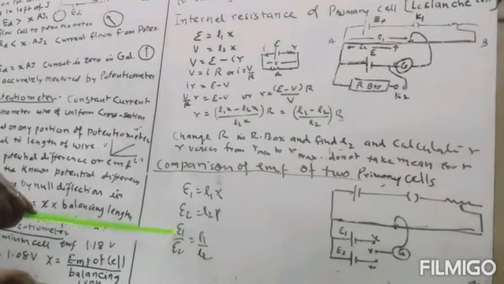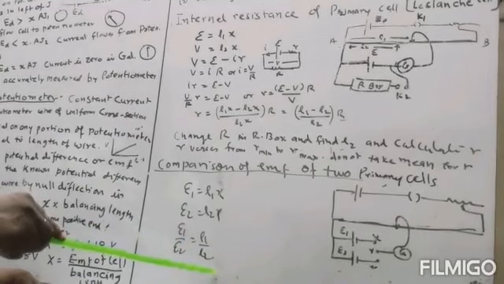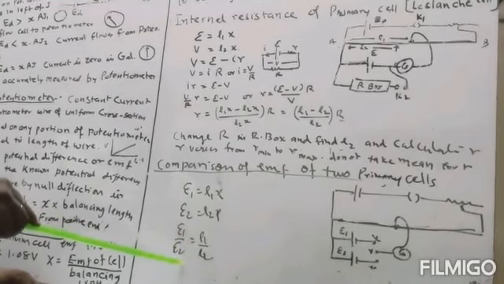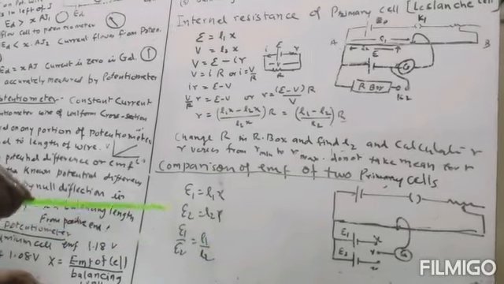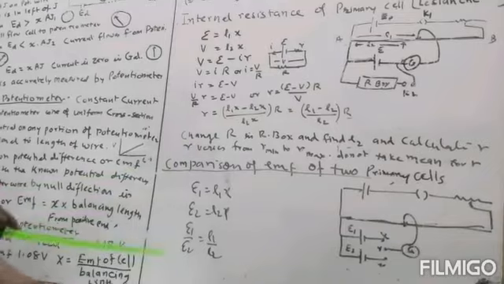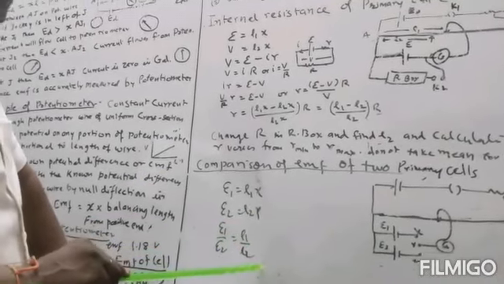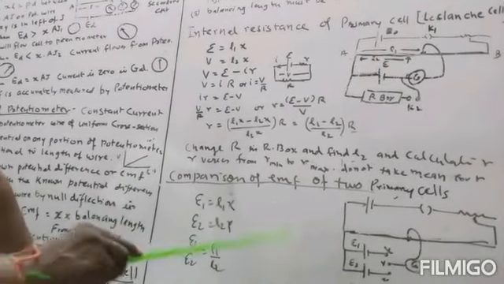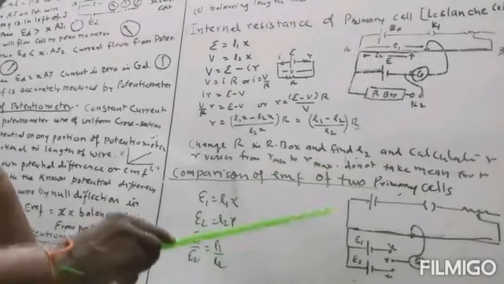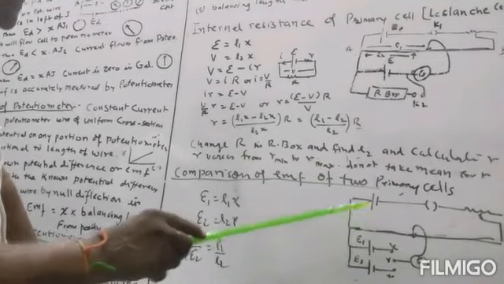If E1 is more than E2, then L1 will be more than L2. And if E2 is greater than E1, then L2 will be greater than L1. So the ratio of the EMFs will always be equal to the ratio of their balancing lengths. In this way, we can find the ratio of EMF of two primary cells using a potentiometer exactly.